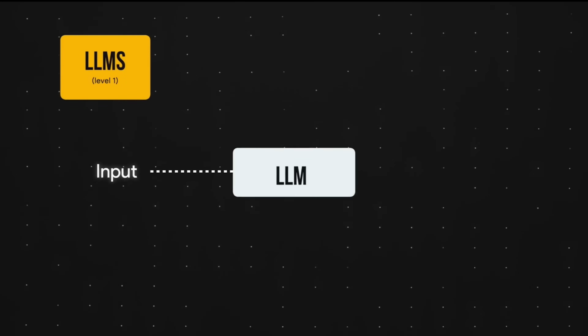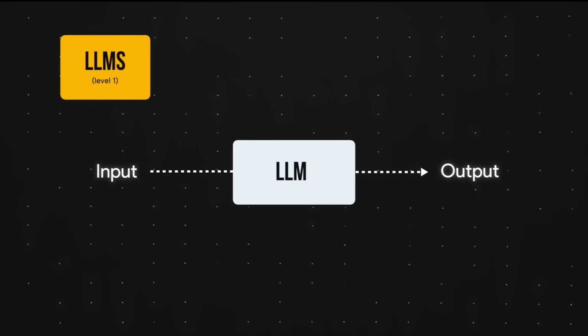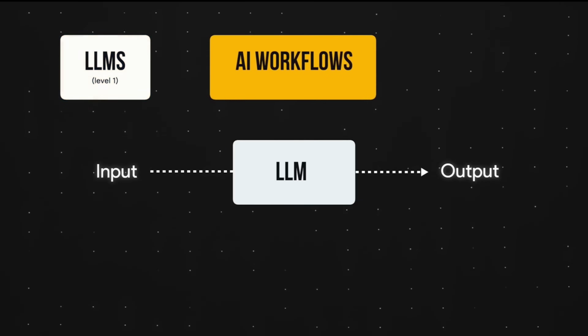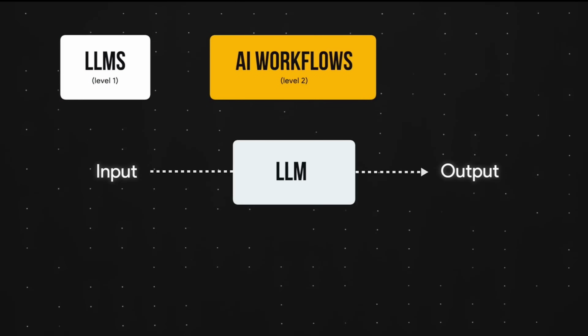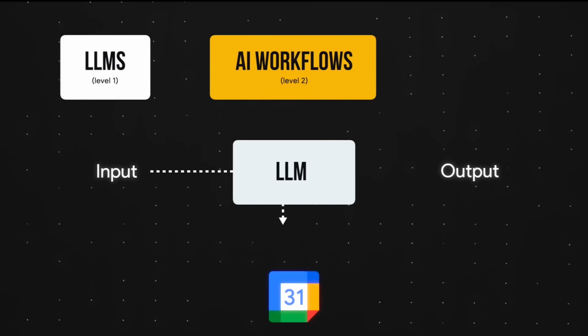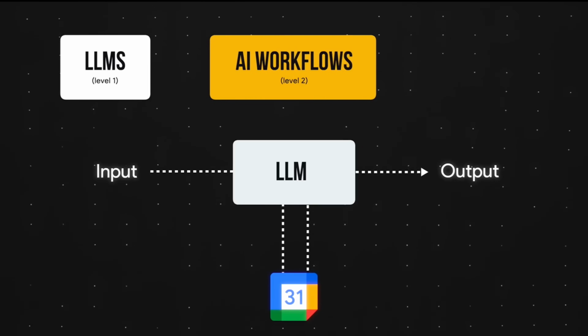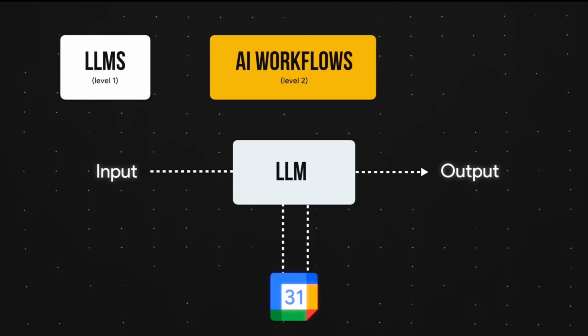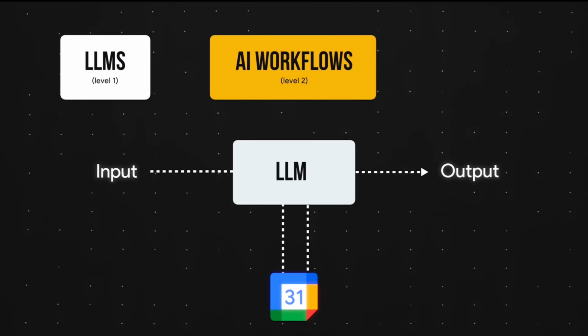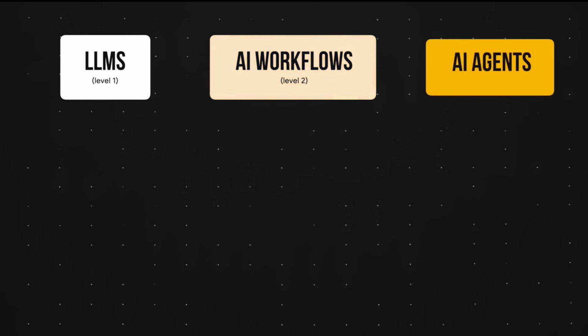To wrap it up, here's a simplified visualization of the three levels we covered today. Level 1, we provide an input and the LLM responds with an output. Easy. Level 2, for AI workflows, we provide an input and tell the LLM to follow a predefined path that may involve retrieving information from external sources. The trait here is that the human tells the LLM which path to follow.